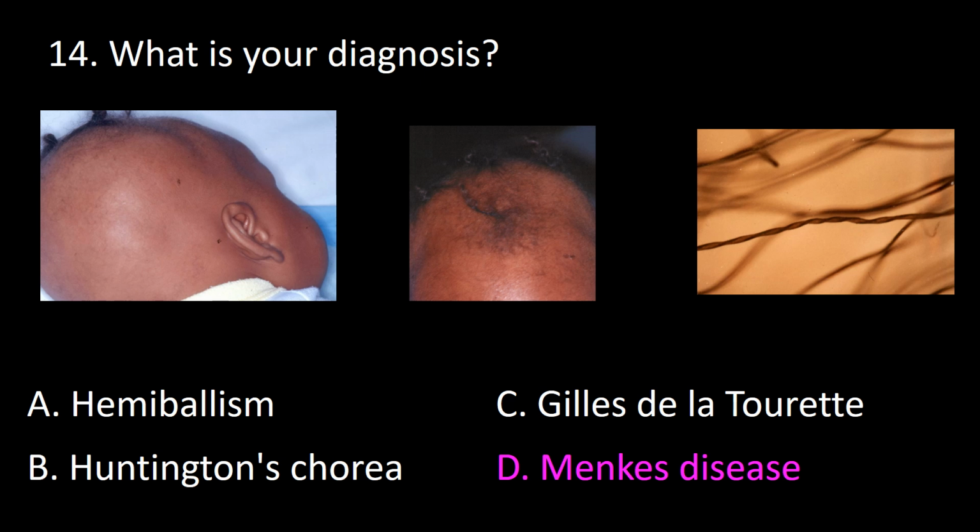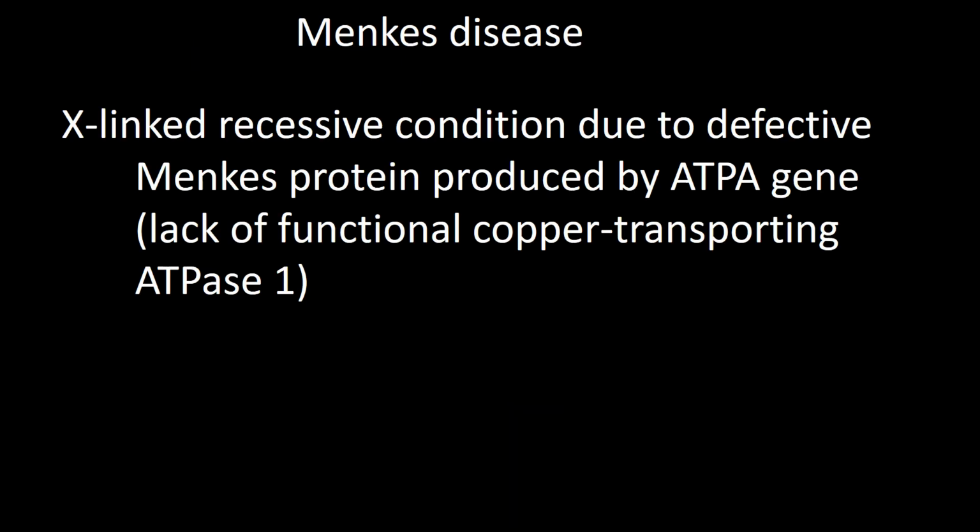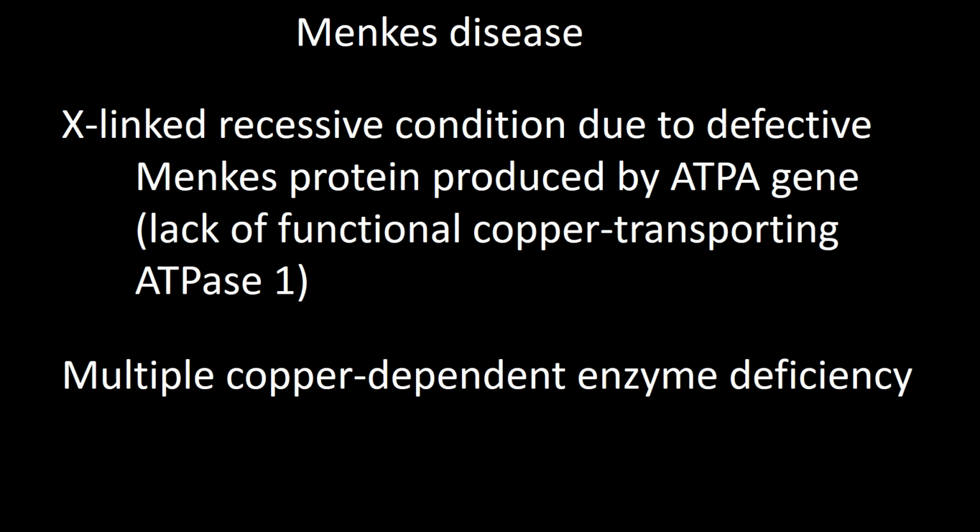The last choice in this question is Menkes disease. Menkes disease is an X-linked recessive condition due to functionally defective copper transporting ATPase1, which some call Menkes protein. This abnormal copper transporting ATPase1 is produced by a mutated ATP7A gene. Consequently, the lack of copper transport to the portal system and to the liver results in no copper being available to produce copper-dependent enzymes.